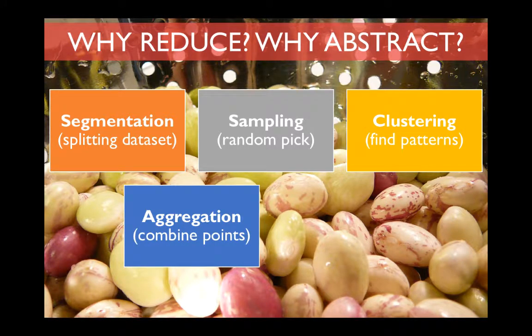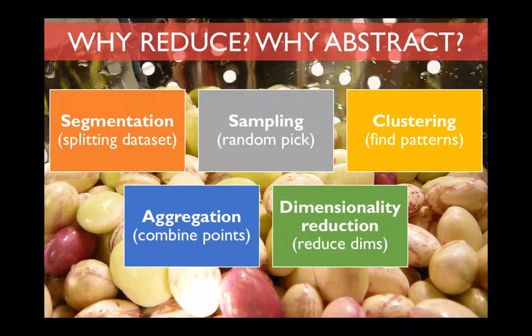Aggregation is combining points. And so you could imagine, say, looking at your personal social network, and instead of looking at each person, you look at the main social groups that you have and see how they interact. And dimensionality reduction is exactly what it says, reducing the dimension. So instead of looking at all the different attributes of the data, we're going to somehow reduce that down so we're only looking at part of them.